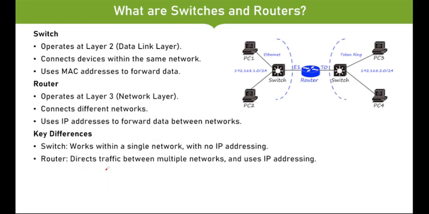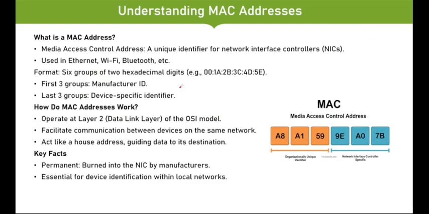Then what are switches and routers? Switches operate at the data link layer of the OSI model. A switch connects devices within the same network, whereas a router is used to connect networks. If you want to connect two networks, you require routers. A switch connects devices within the same network and uses MAC addresses to forward data. What we have seen in MAC addresses is communication between devices on the same network. Just remember that.